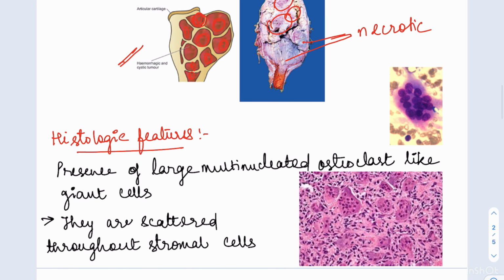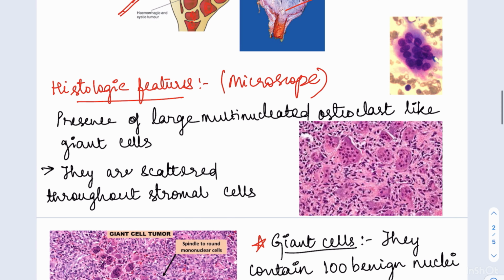Now let's look at the histological features, that is, when we observe under the microscope. The features which are seen are now described. Under the microscope, there is presence of large multinucleated osteoclast-like giant cells. This is the normal appearance of an osteoclast. In giant cell tumor also, we can see osteoclast-like giant cells, which are multinucleated.